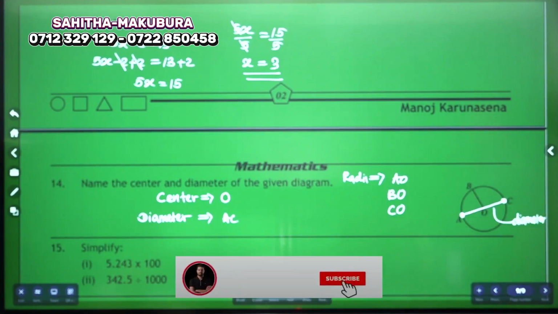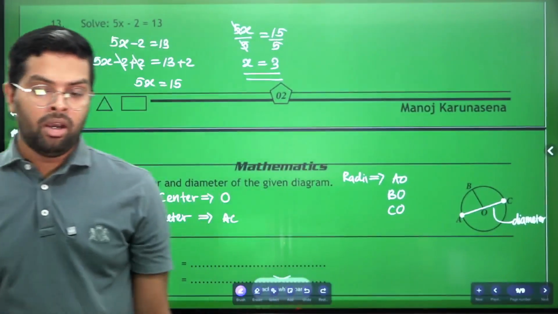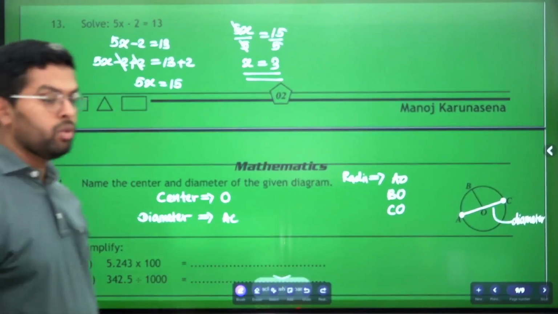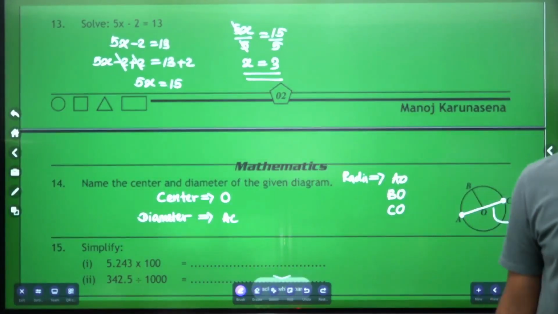Moving on, question number 15. 5.243 has to be multiplied by 100.